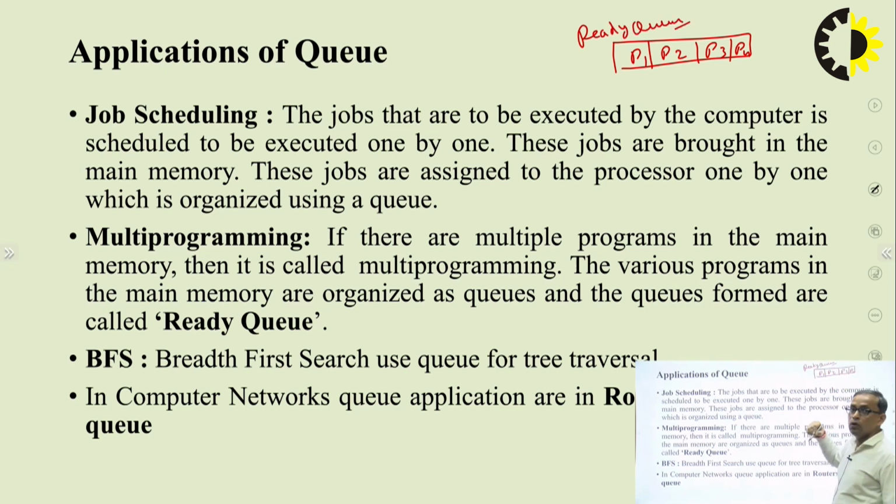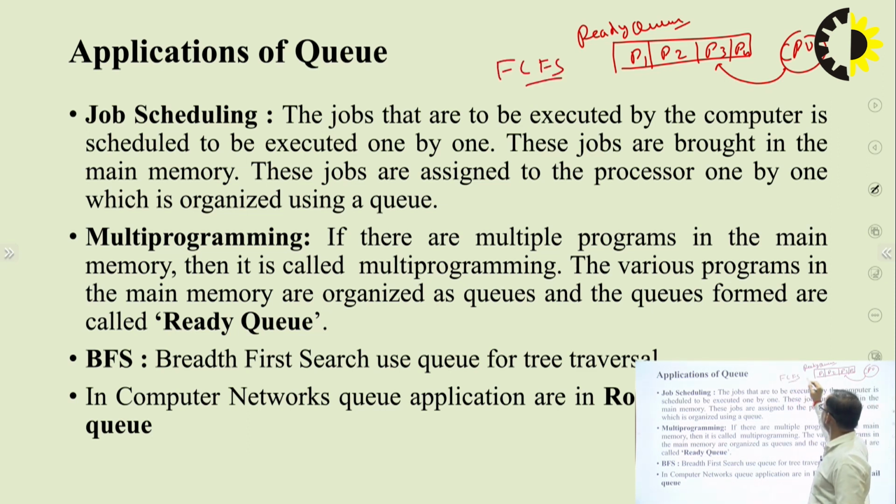Now, depending on the CPU scheduling algorithm, the operating system allocates the CPU to the processes that are waiting in the ready queue. If we are using FCFS CPU scheduling, then the process which comes first in the ready queue will get the allocation of the CPU first.